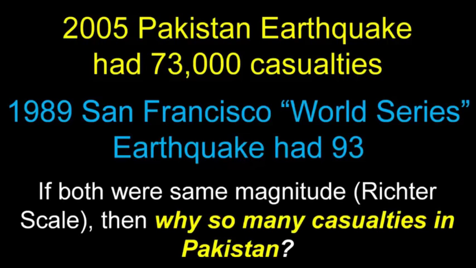Essentially, they're the same Richter scale. What that means is the earthquake was the same magnitude, it was the same strength, but nonetheless you had massive differences in terms of the casualties. Pakistan, 73,000 casualties, and in San Francisco, only 93. So what are some reasons for that?